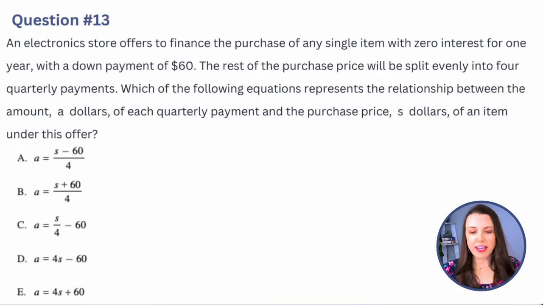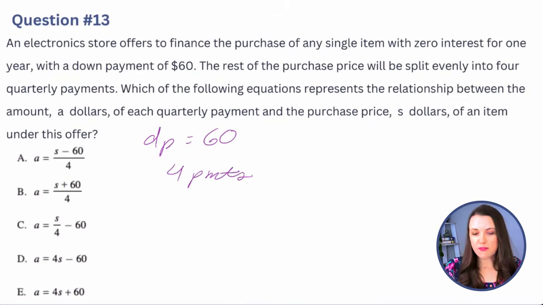Question number 13. An electronics store offers to finance the purchase of any single item with 0 interest for 1 year with a down payment of $60. So down payment equals 60. The rest of the purchase will be split evenly into 4 quarterly payments. So we have here 4 payments. Which of the following equations represents the relationship between the amount, $A, of quarterly payments and the purchase price, $S, of an item under this offer?